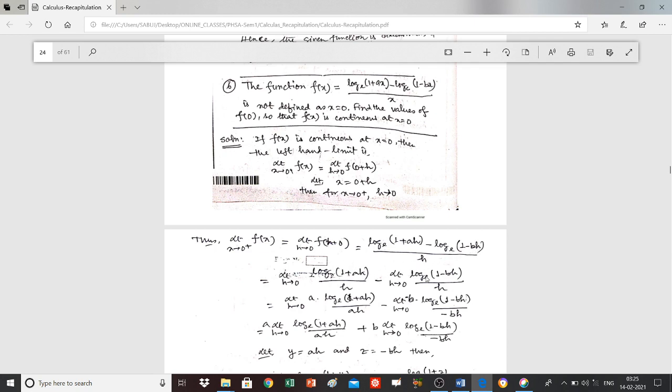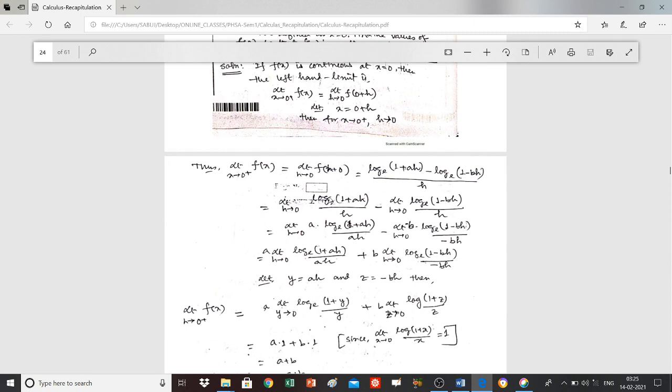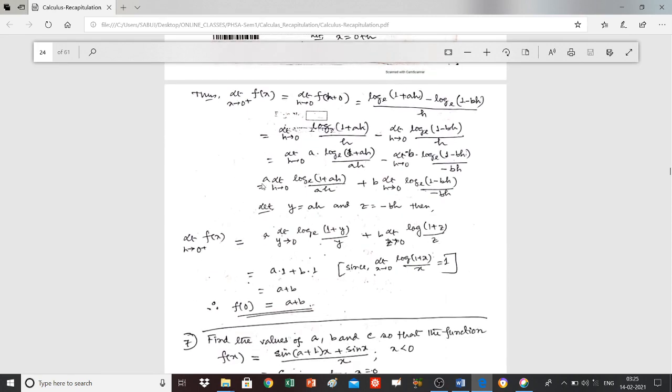That can be separated into two parts: the first part is this, the second part is this. Now multiply the numerator and the denominator of the first part by a, and the numerator and denominator of the second part by minus b. After that, we obtain limit h tends to 0 of log(1 + ah), and then the second part, limit h tends to 0 of log(1 - bh).